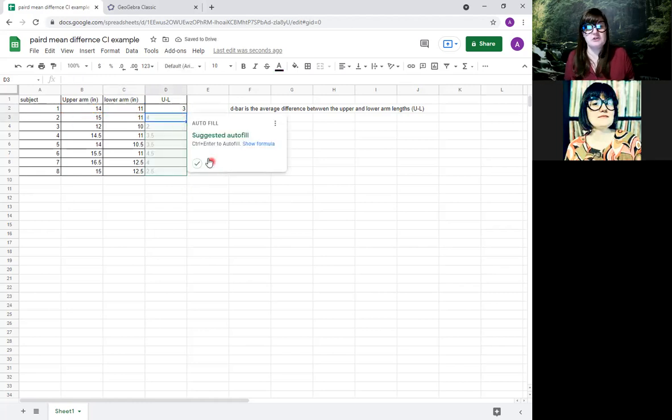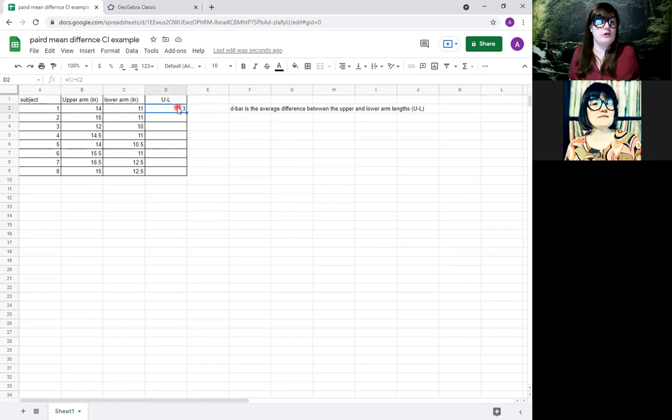And now it's giving me a suggestion of autofill. I'm going to not click on that because I want to show you how you can autofill yourself. You can either click on this, and once you get that little plus sign, you can double click. Now it has to be set up nicely for double click to work. If double click doesn't work, what you can do is get that little crosshairs, click and drag.